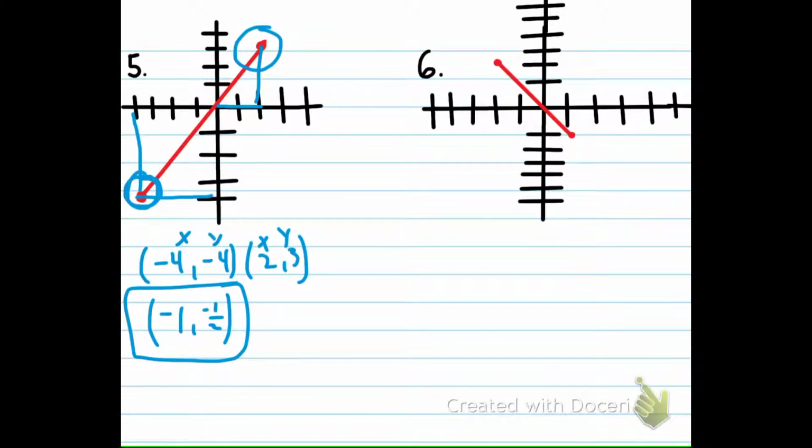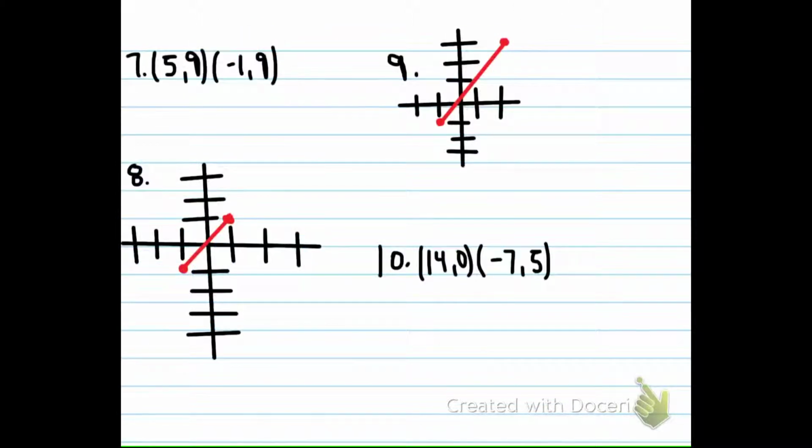So for number 6, we have to first write down the coordinates. So for this point right here, our coordinate is negative 2, positive 2. And then our next coordinate is positive 1, negative 1. Pause the video, grab some paper, and try solving these problems on your own.